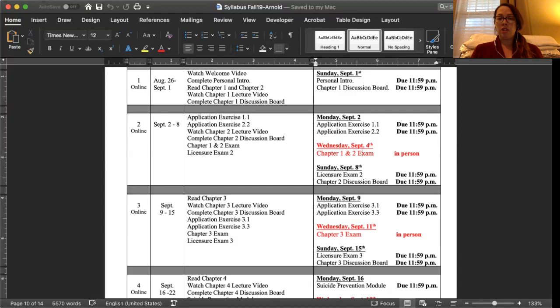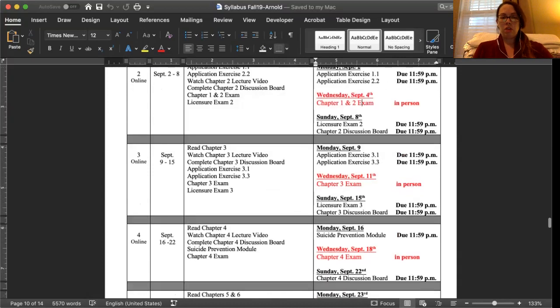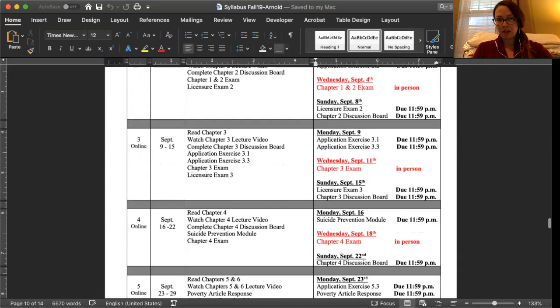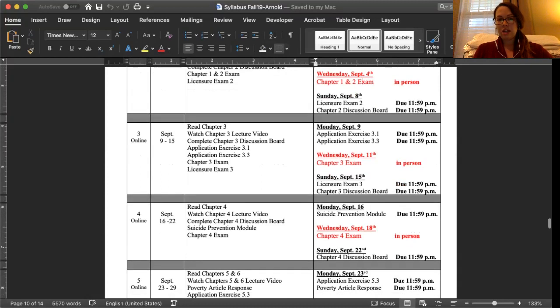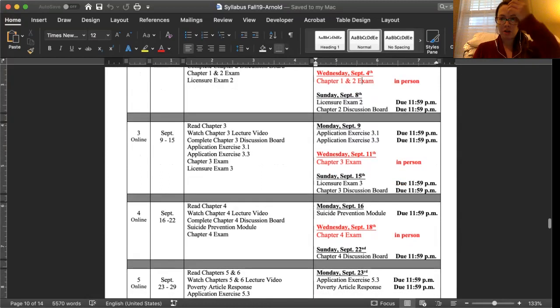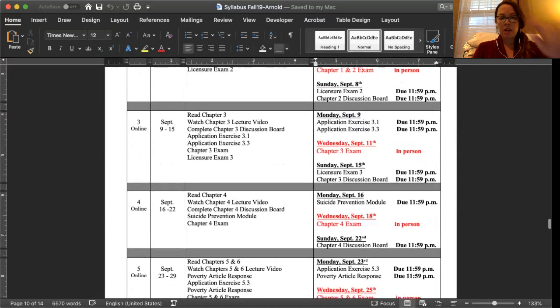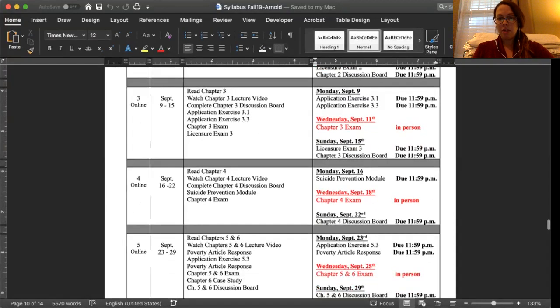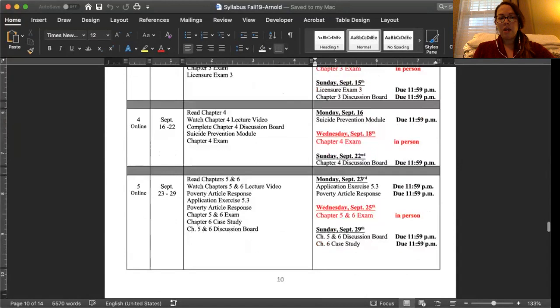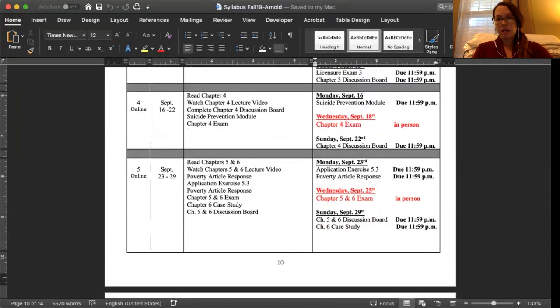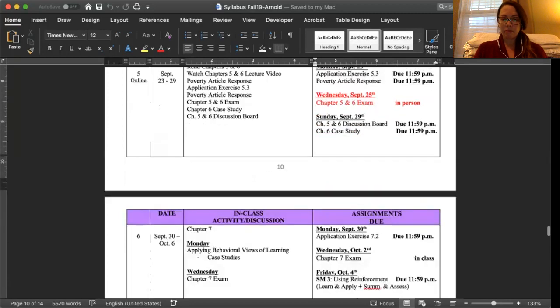But in order for that to work, you have got to do the work outside of class and come in ready to have these discussions. And so that shows how the rest of the modified online is going to go. You can see on week 3, you have to come in person for exam 3. Week 4, you're in person on Wednesday for a chapter 4 exam. And on week 5, you're in class on Wednesday the 25th for your chapters 5 and 6 exam.